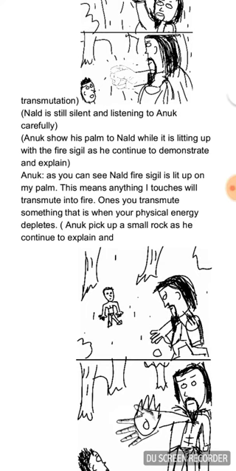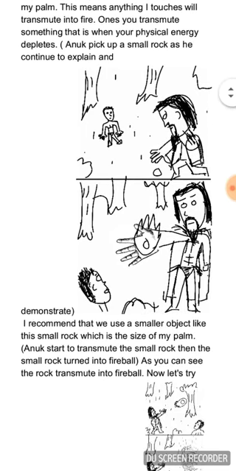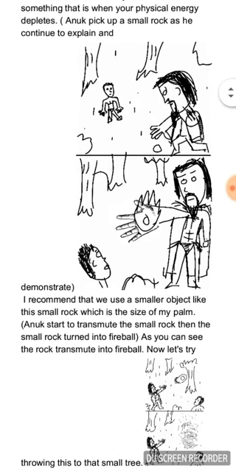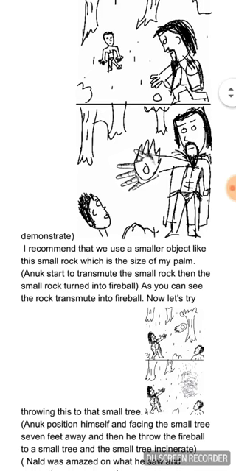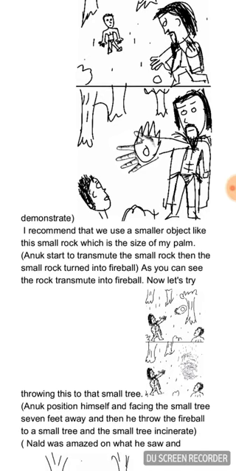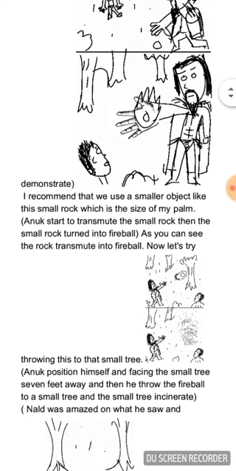Anak picked up a small rock as he continued to explain and demonstrate. I recommend that we use a smaller object like this small rock, which is the size of my palm. Anak starts to transmute the small rock, then the small rock turns into a fireball. As you can see, the rock transmuted into a fireball.